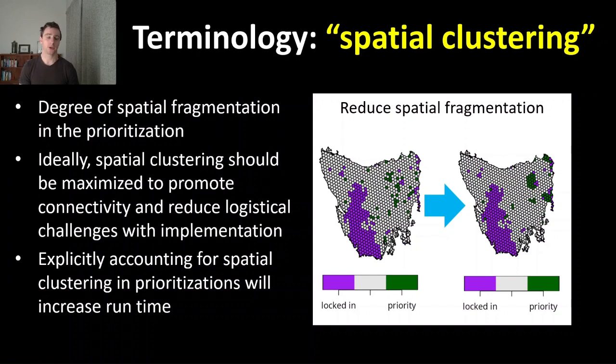Spatial clustering is something you can explicitly account for in the Where to Work tool by specifying a parameter that controls your preference for spatial clustering, but it's worth noting that explicitly accounting for spatial clustering in the prioritization step will increase runtime. So if you have a particularly large problem, such as over 100,000 planning units, you might find that the runtime required to solve such a problem may not be feasible.